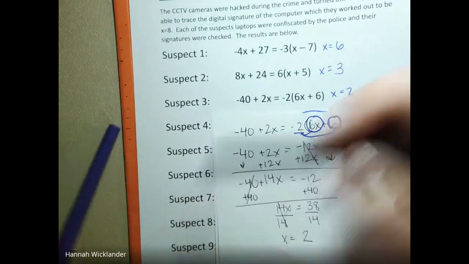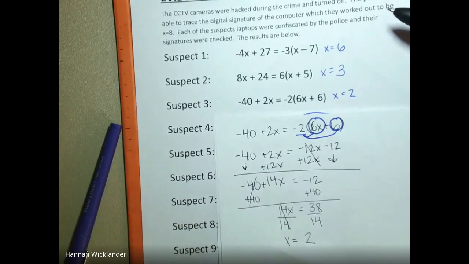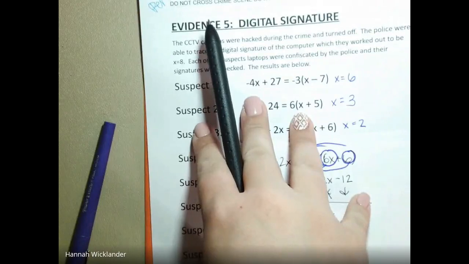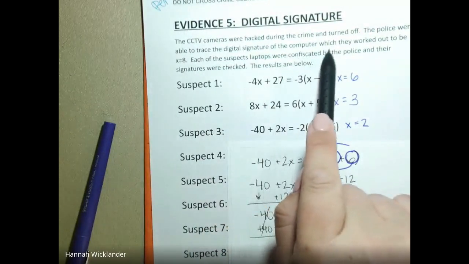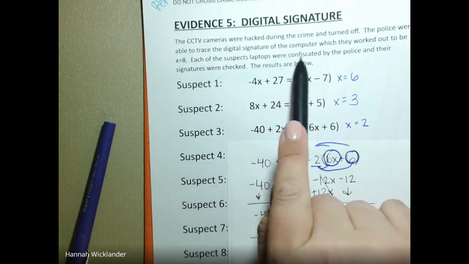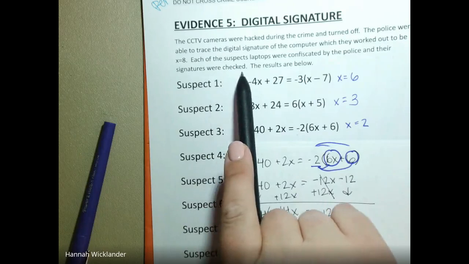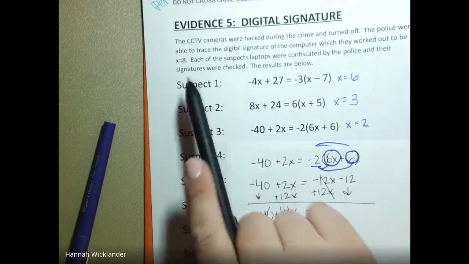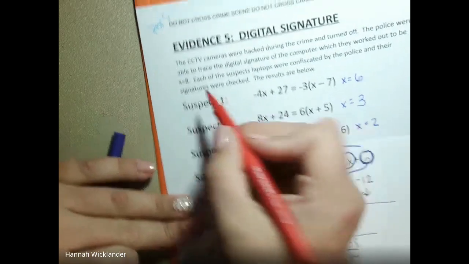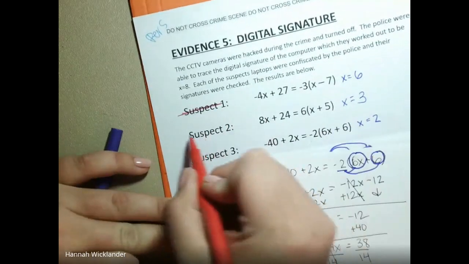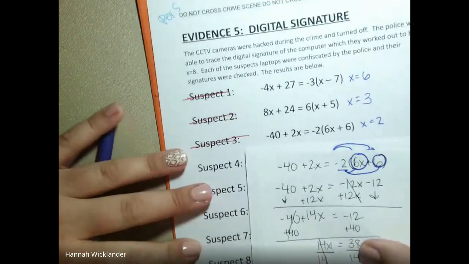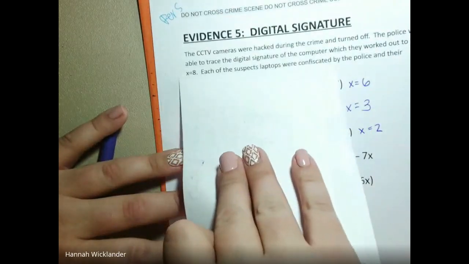Okay, so then it says up here, the CCTV cameras were hacked during the crime and turned off. The police were able to trace the digital signature of the computer, which they worked out to be x equals 8. Each of the suspects' laptops were confiscated by the police and their signatures were checked. The results are below. So if it's not x equals 8, we can cross out the suspects. So x equals 6 is not 8. X equals 3 is not 8, and x equals 2 is not 8. So we've crossed off 3 suspects, so your job is to find the x equals 8.